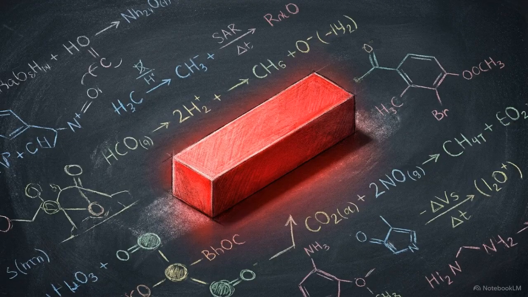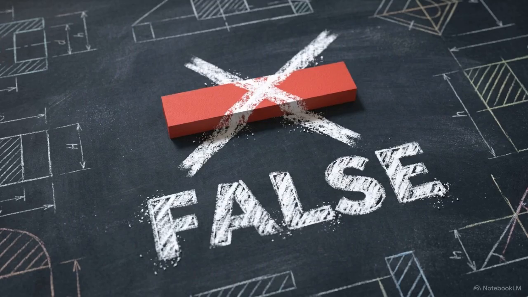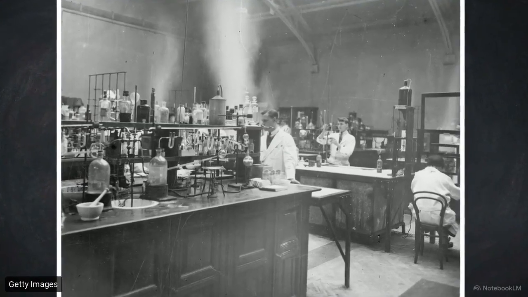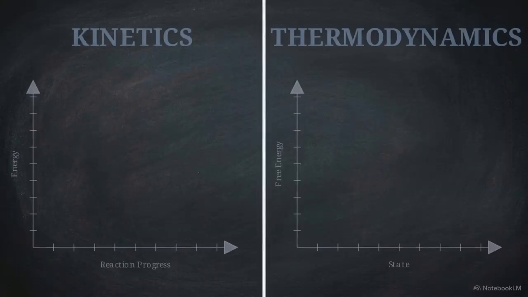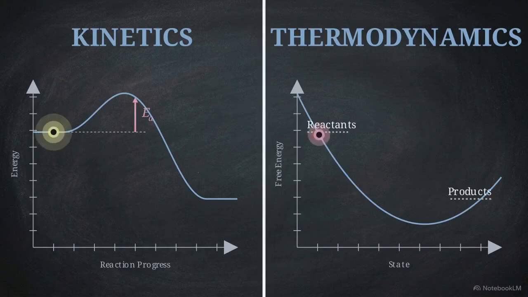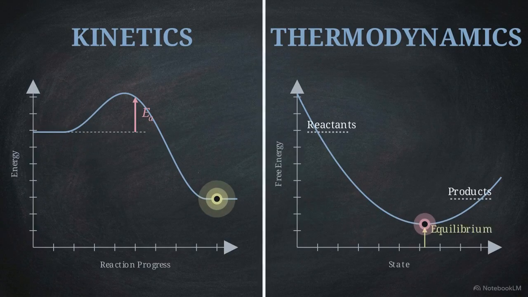A common heuristic in chemistry is to look for the highest formal negative charge to identify the most reactive participant. But a high negative charge does not automatically equate to high chemical reactivity. Relying purely on formal charge overlooks the physical reality of a reaction. To determine how a molecule will actually behave, we have to look at kinetics and thermodynamics as separate factors.